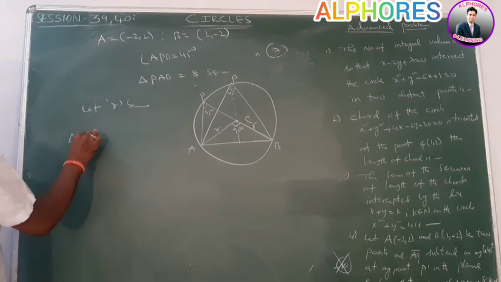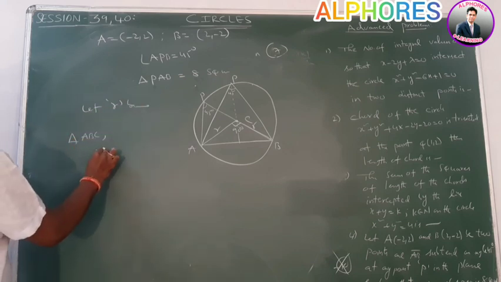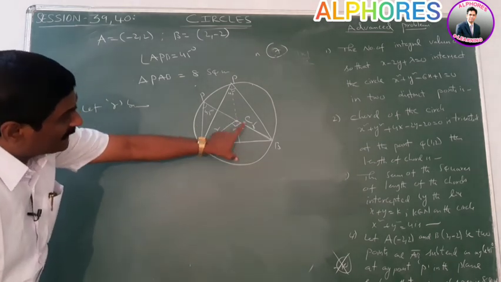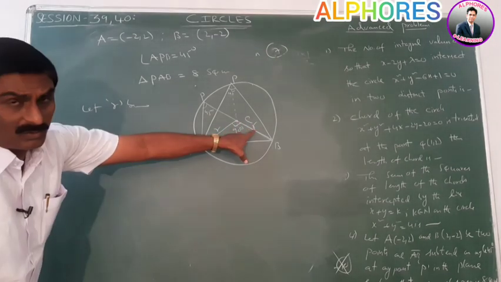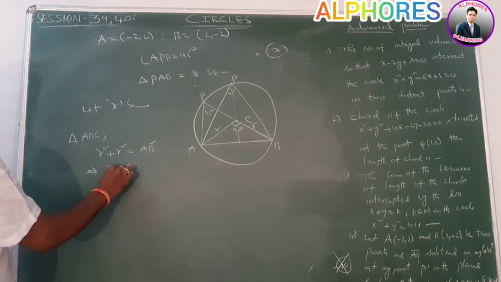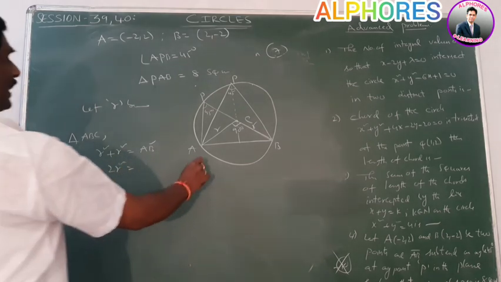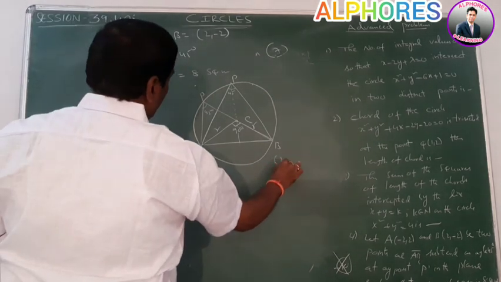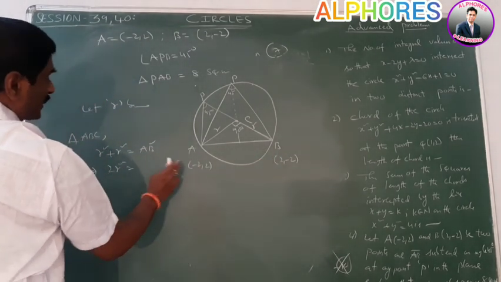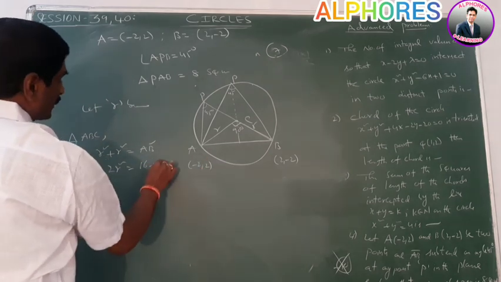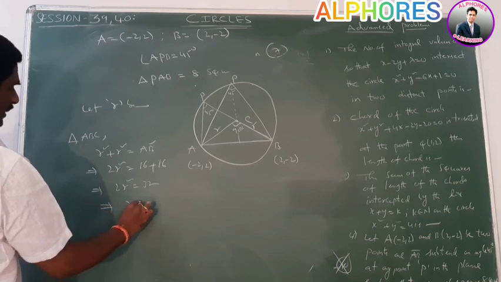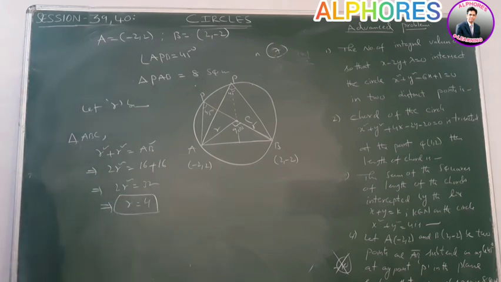From triangle ABC, R square plus R square is equal to AB square. The opposite side of 90 degrees is the hypotenuse, and R, R are the two sides. That means 2R square is equal to AB square, where AB is the distance between these 2 points, minus 2 comma 2 and 2 comma minus 2. Distance is x2 minus x1 whole square, 2 plus 2, 4, 16 plus 16. 2R square is equal to 32. R square is equal to 16. That is R is equal to 4. Radius of the circle is 4.